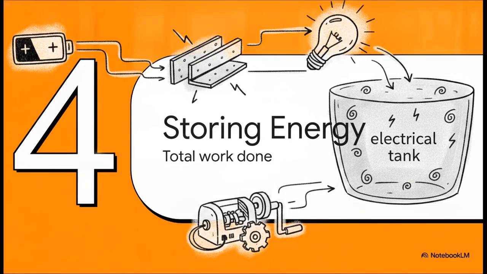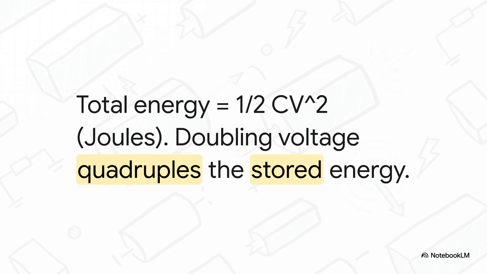Next up, Section 4, storing the energy. Okay, so we've established the speed of the capacitor, but how much actual work is done to fill our electrical tank? If you integrate the instantaneous power of the capacitor over the time it takes to charge from zero up to full voltage, you get this stunningly simple equation. Total energy stored equals 1/2 CV squared, measured in joules.